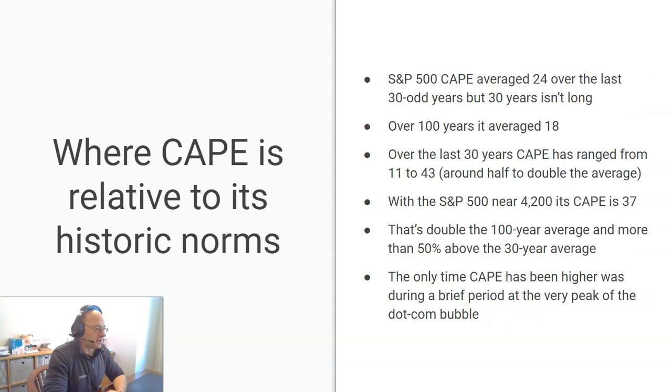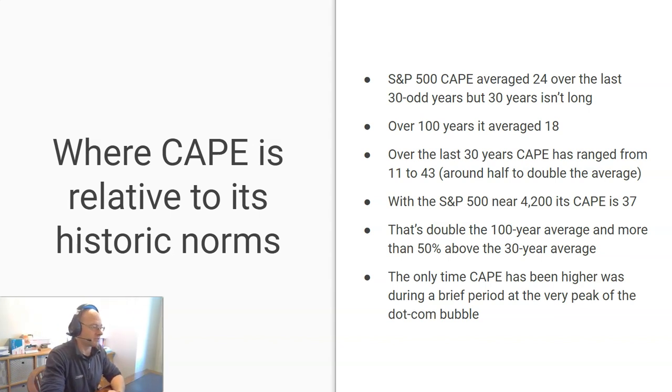So, where is CAPE relative to its historic norms? Well, the S&P 500 CAPE has averaged about 24 over the last 30 odd years. However, in the big scheme of things, 30 years isn't really very long, so it would be nice if we could look at the average over a longer period.